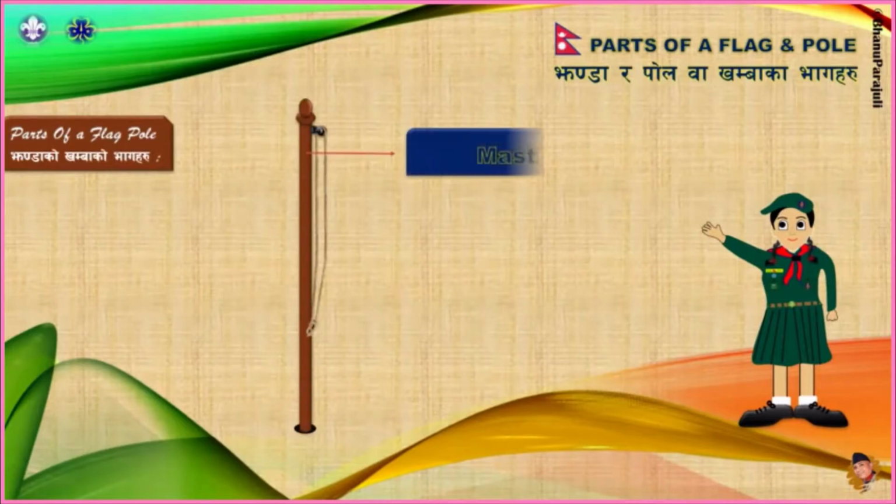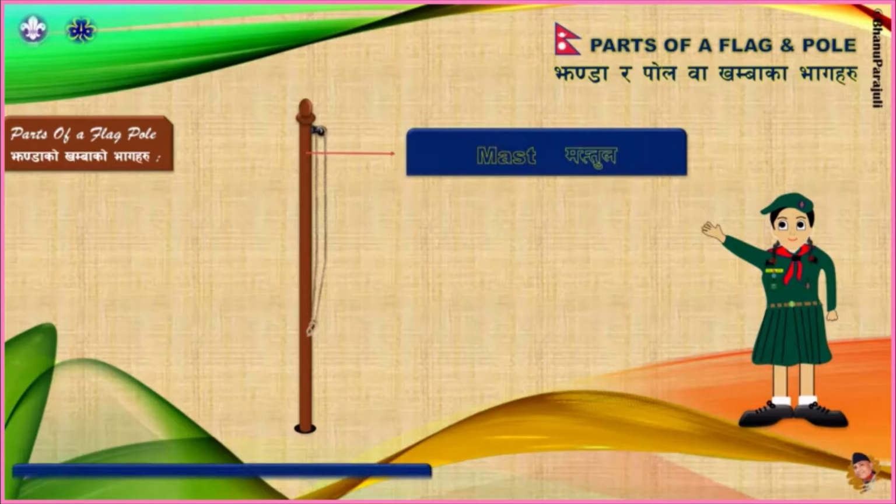Mast. The pole used to fly a flag is called mast.